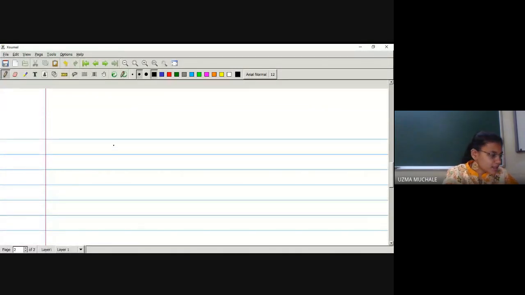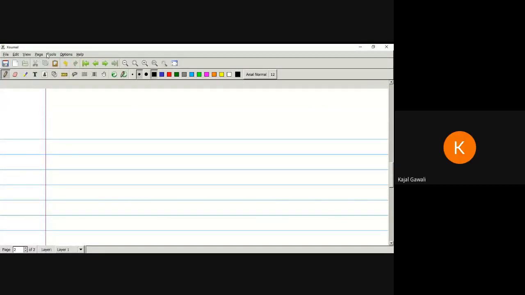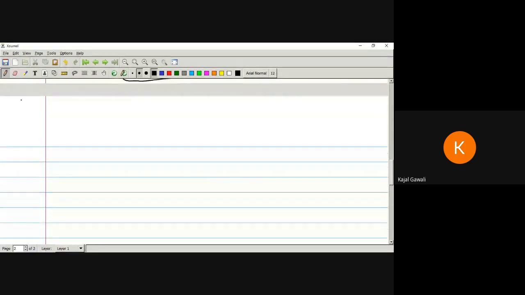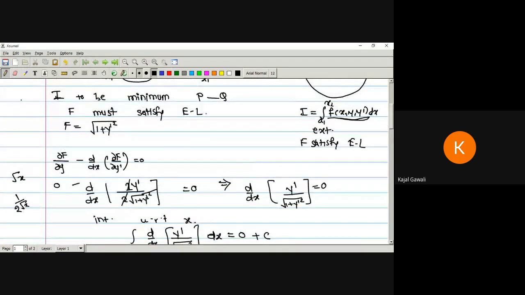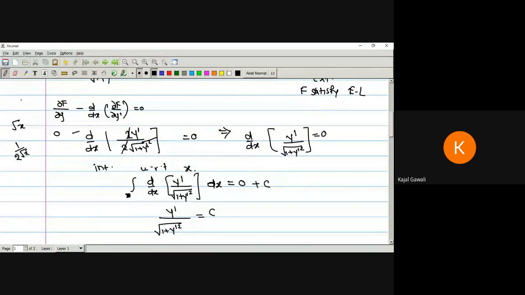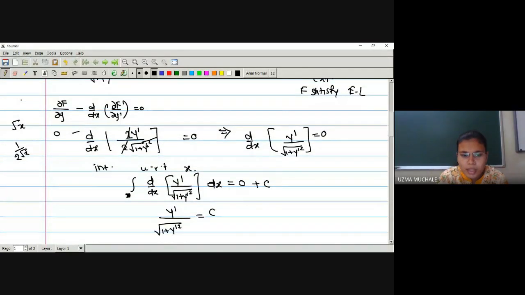Any doubt with this? No, ma'am. I is equal to integral from x1 to x2 of root of 1 plus x dash square dy. Why did we not use this?